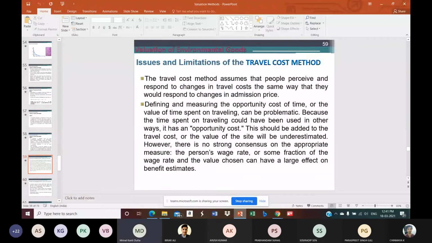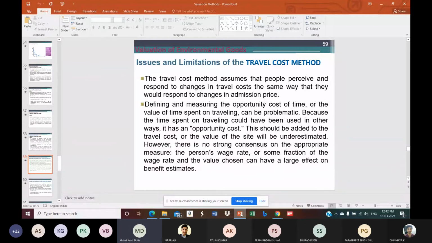What are the issues and limitations of the travel cost method? So in a broad sense, this is what travel cost method is all about. The travel cost method assumes that people perceive and respond to changes in travel cost the same way that they would respond to changes in admission price.